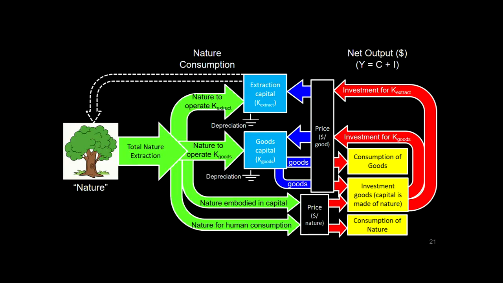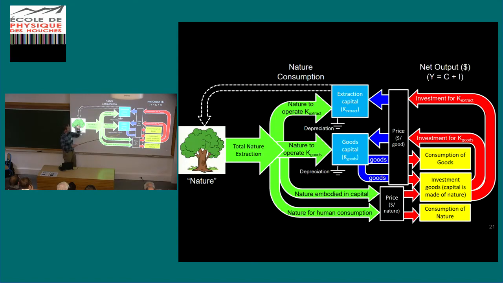The goods capital produces goods. These goods are either directly consumed by people, households, or, as I've already stated, they become investment by multiplying by the price of goods. So this is essentially the flow, or the concept, that I wanted to put into an economic framework.